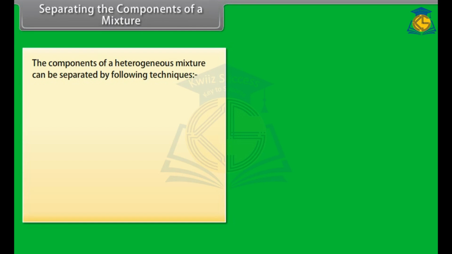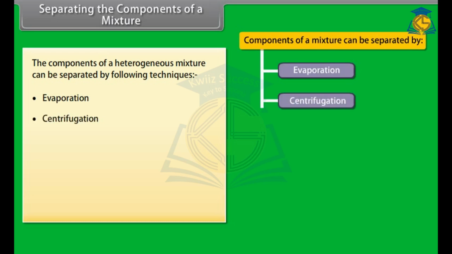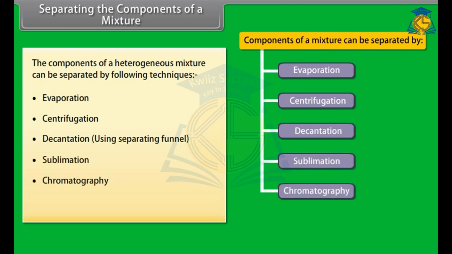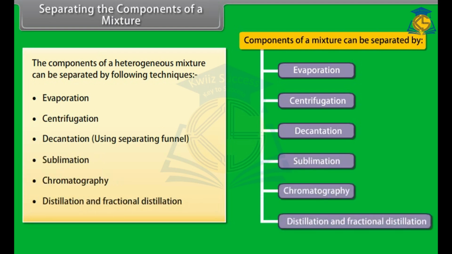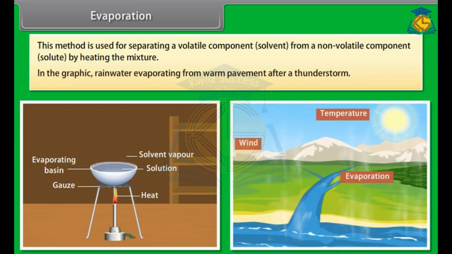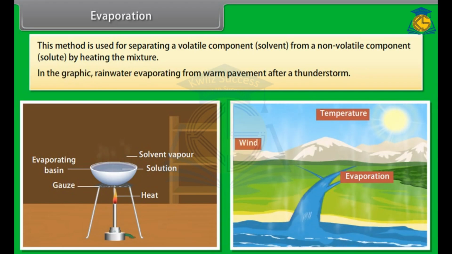Separating the components of a mixture. The components of a heterogeneous mixture can be separated by following techniques: evaporation, centrifugation, decantation, sublimation, chromatography, distillation and fractional distillation. Evaporation. This method is used for separating a volatile component, solvent, from a non-volatile component, solute, by heating the mixture. In the graphic, rainwater evaporating from warm pavement after a thunderstorm.